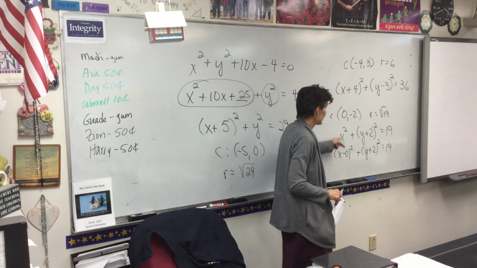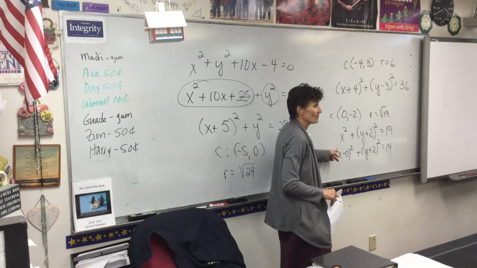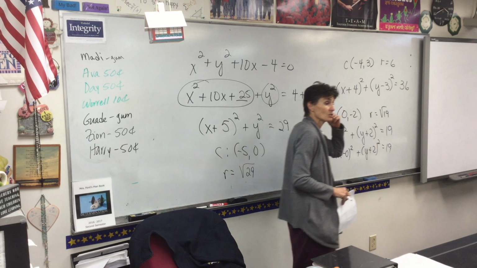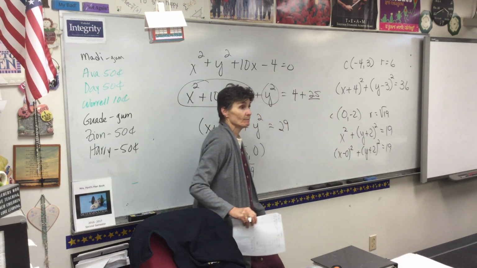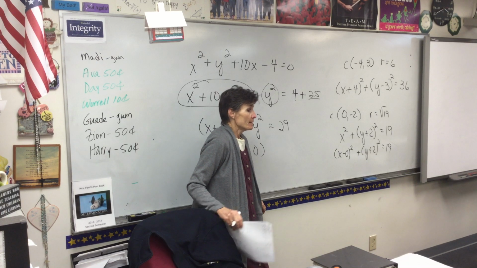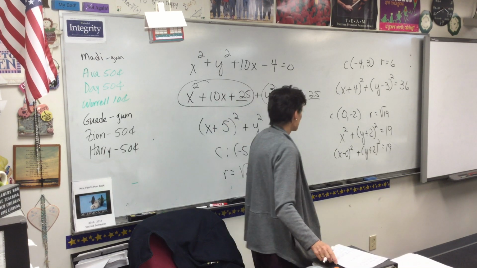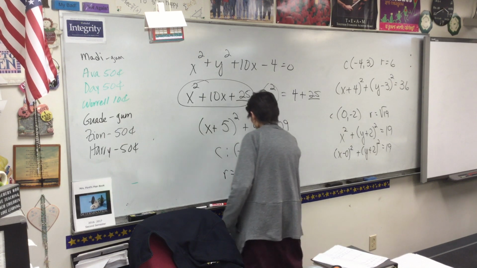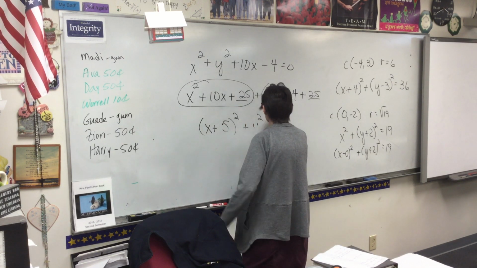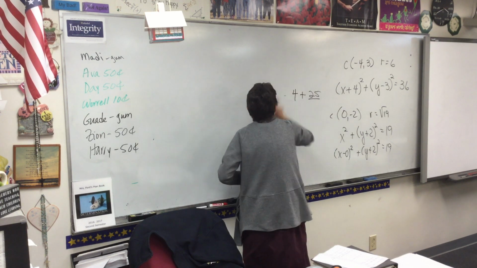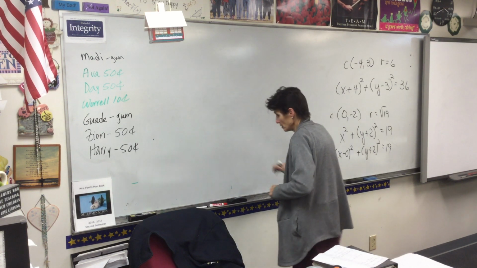Okay, so either one of these would be absolutely fine, because the center is at 0, -2, and the radius is the square root of 19. Okay? Now, I'm going to give you one of each to do right now with your partner to compare answers. I'll put the answers up here on the board.